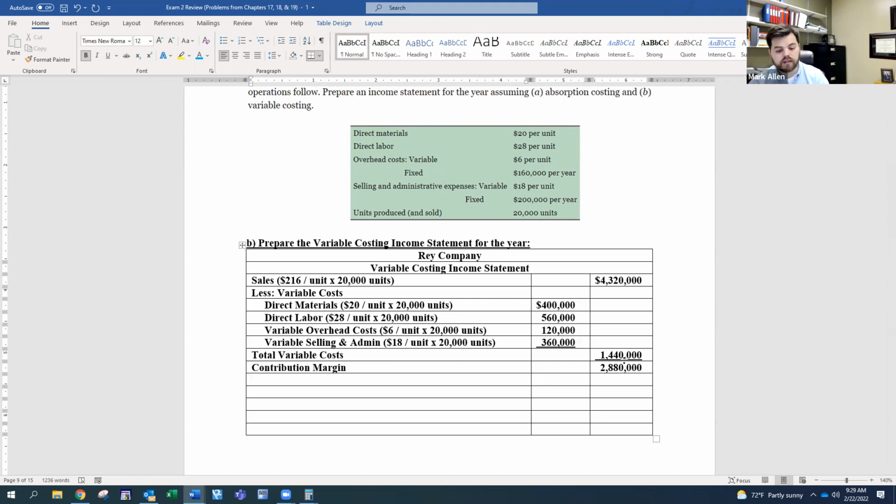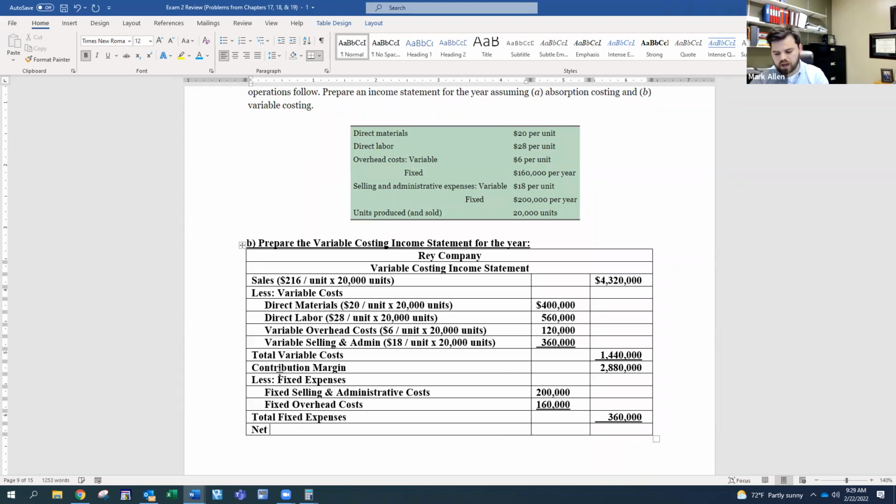Now, at this point, we've dealt with the variable costs, but of course, we remember that total cost is equal to total fixed cost plus total variable cost. So we now need to deal with the fixed piece, so less our fixed expenses. In this case, we have two fixed expenses. We have fixed selling and administrative, and if you look back, that's $200,000. And here we have fixed overhead costs. That is $160,000. This comes out to be $360,000, and at this point, this will be my total fixed expenses.